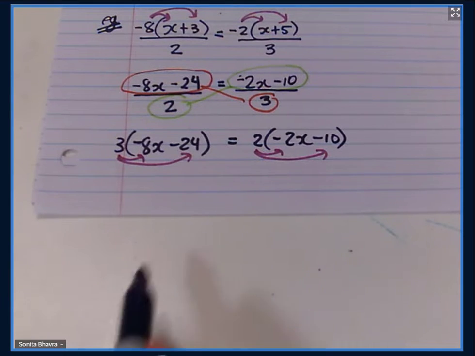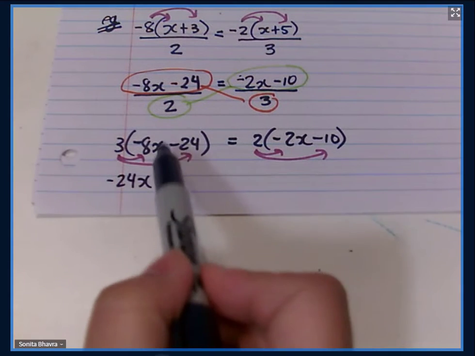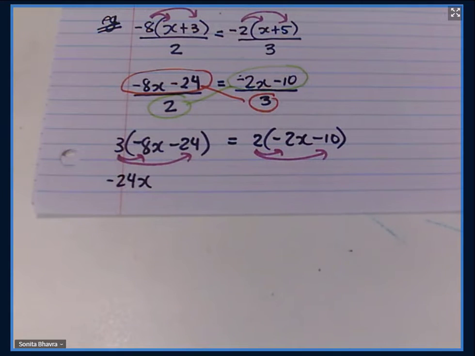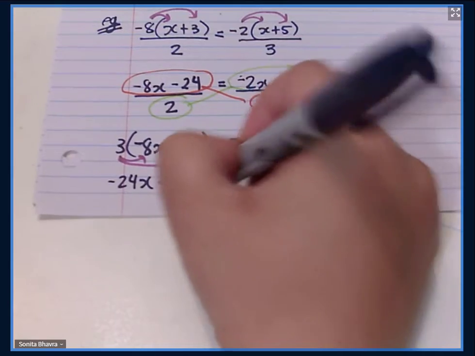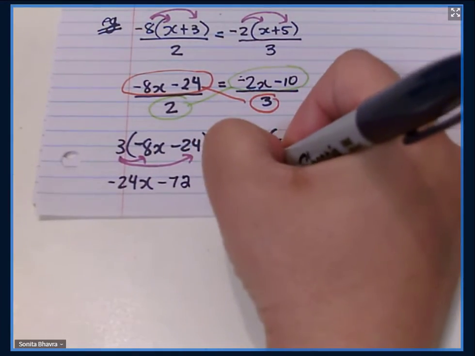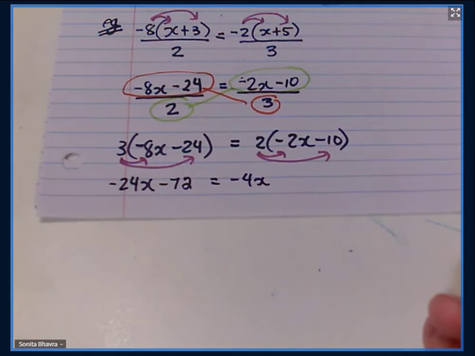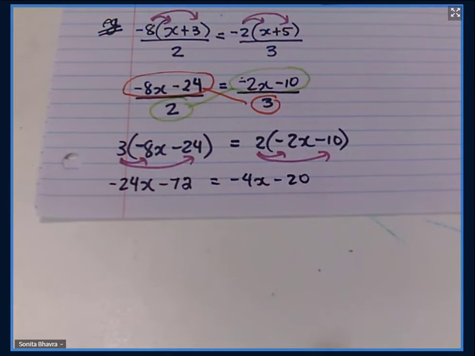So multiply the 3 with everything inside the bracket, and this 2 has to multiply everything inside that bracket. All right, so we end up with -24x. Then we have -24 times 3, which is -72. 2 times -2x is -4x. And then 2 times -10 is -20.